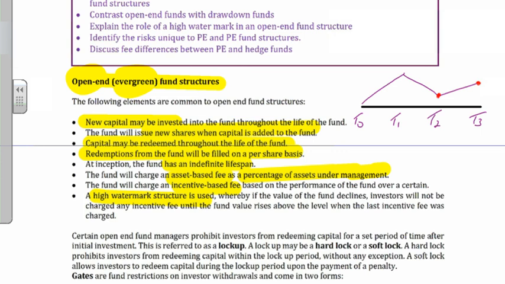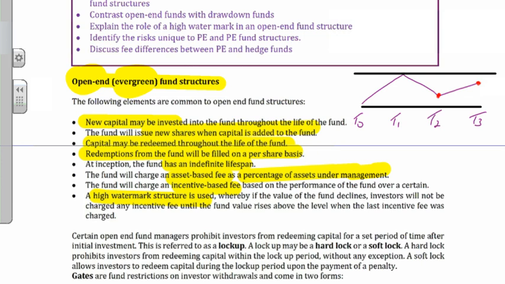And this is what we're going to call a high watermark structure. High watermark is, let's go to the last point or the highest time, the highest return that this fund has achieved, and I'm going to draw the line for you there. Hopefully it's accurate. There we go.